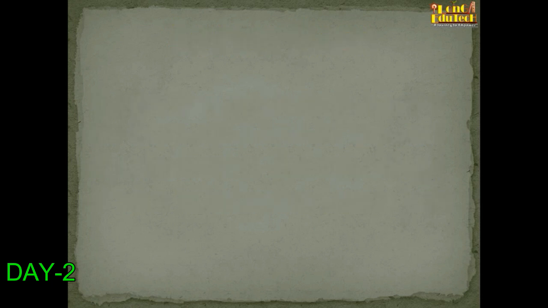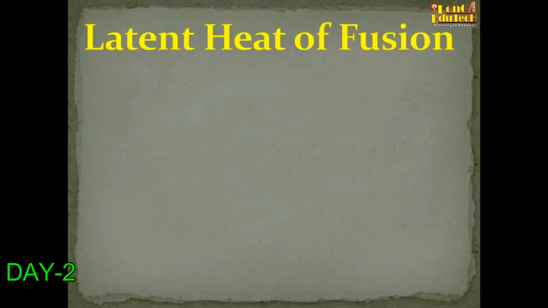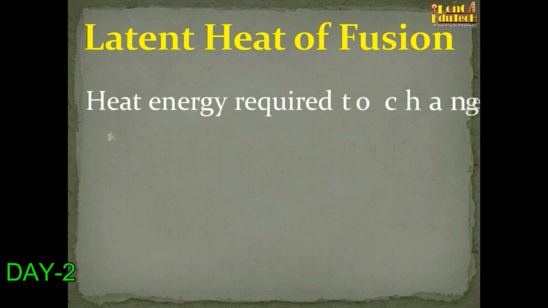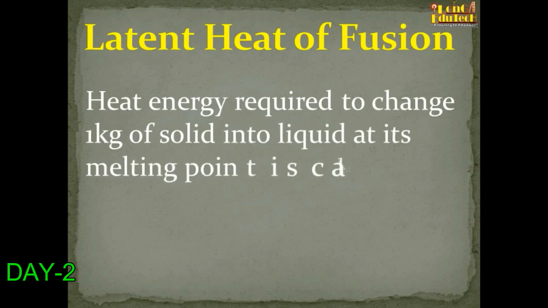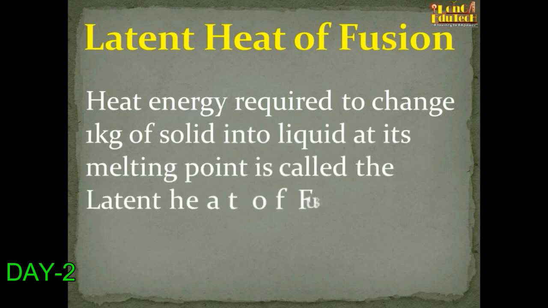So at this point we have to know, this is very important. In latent heat we have two types. The first one is latent heat of fusion. The heat energy required to change 1 kilogram of solid into liquid at its melting point is called the latent heat of fusion.